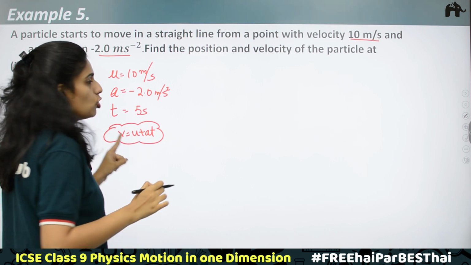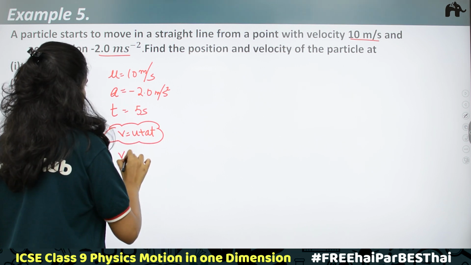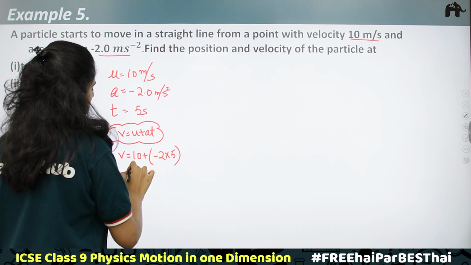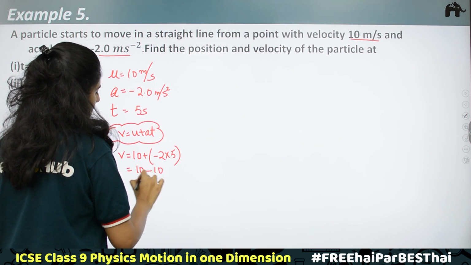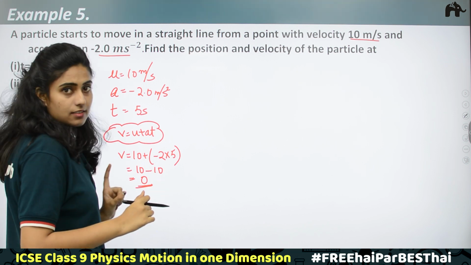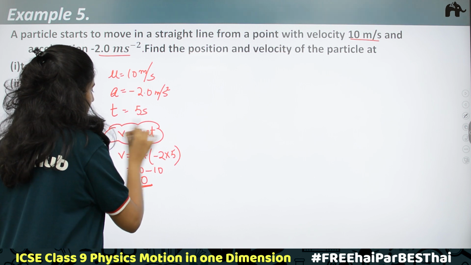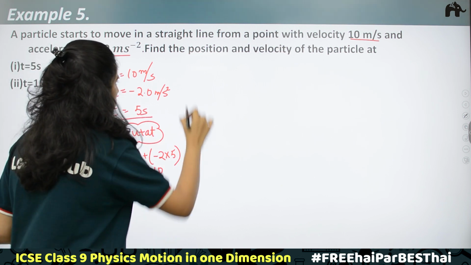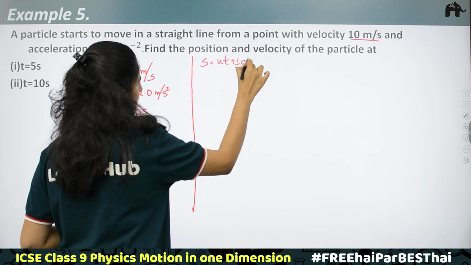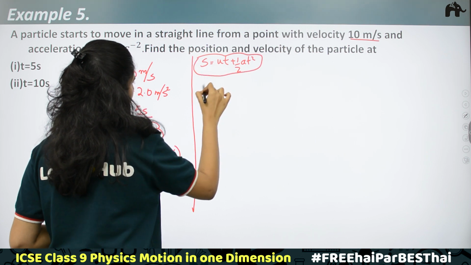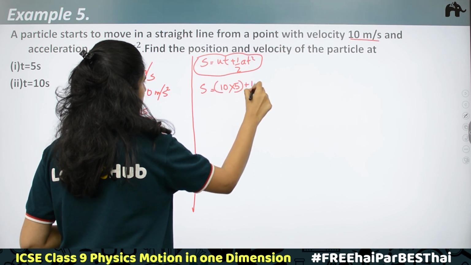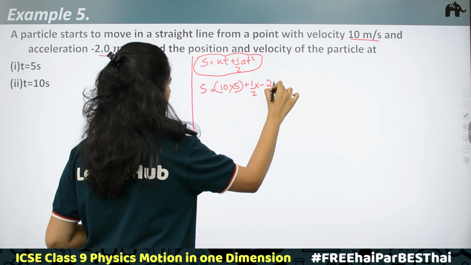Now we'll use this to find what v is. So v is equal to 10 plus minus 2 into 5, which is equal to 10 minus 10, that is 0. So the final velocity after a time of 5 seconds is equal to 0. Now we'll find what the distance travelled s is. s is equal to ut plus half at square. So here s is equal to 10 into 5 plus half into minus 2 into t square.